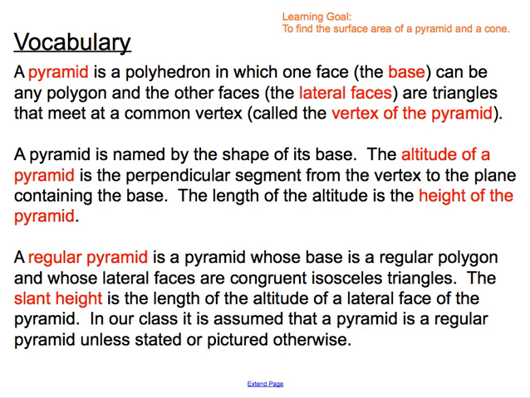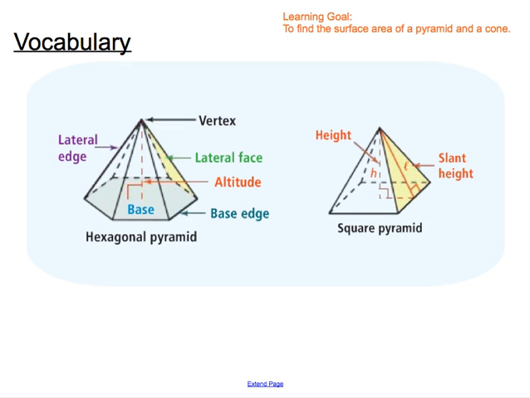A regular pyramid is a pyramid whose base is a regular polygon and whose lateral faces are congruent isosceles triangles. The slant height is the length of the altitude of a lateral face of the pyramid. In our class, we can assume that all pyramids are regular pyramids unless stated or pictured otherwise. So this is a visual representation of the vocabulary that we just went over.